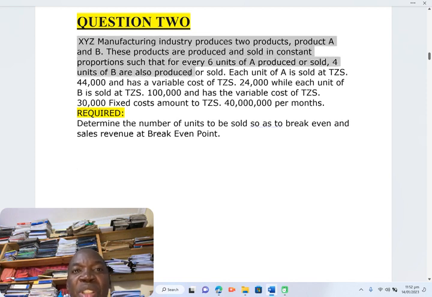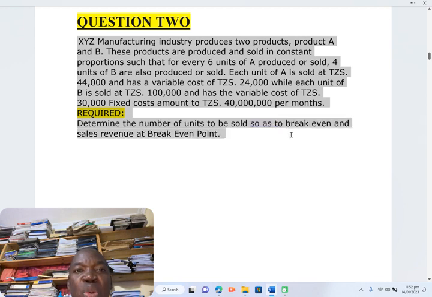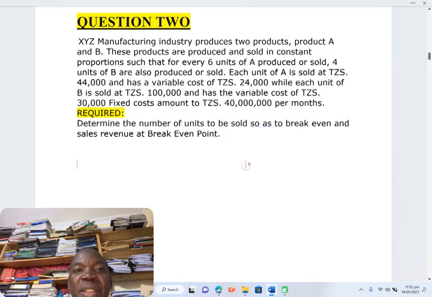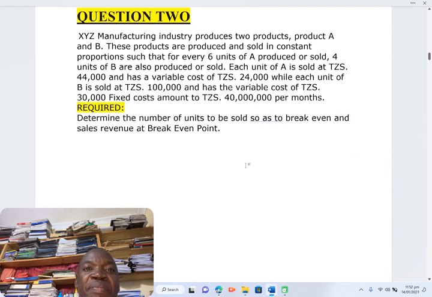Now, the first question is XYZ manufacturing industry. From the examiner, he is insisting that XYZ manufacturing industry produces 2 products. So the factory produces 2 products, namely A and B. These products are produced and sold in a constant proportion such that for every 6 units of A produced or sold, 4 units of B are also produced or sold.